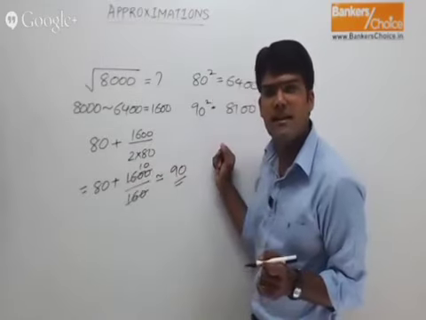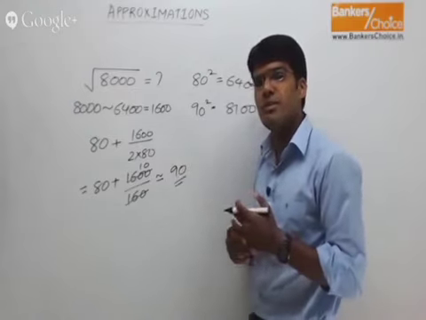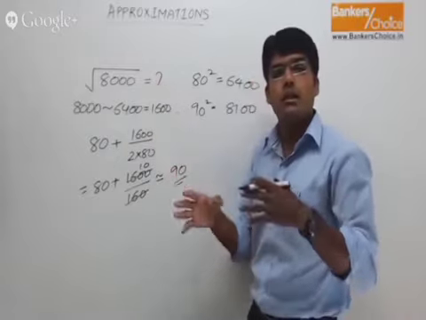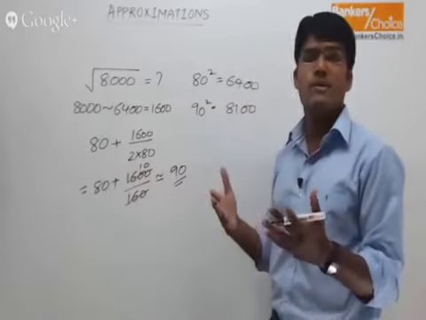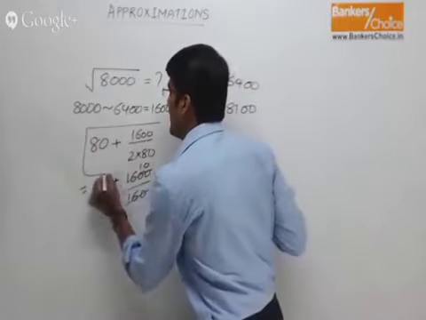Now just try to verify. What is 90 squared? 90 squared is 8100. 8100 and 8000 are quite close to each other. Now you might be wondering, why do we have to do all this? I can directly say that 8000 is approximately 90 squared. Yes, you can do that. But I'm trying to explain the process that we need to follow here.